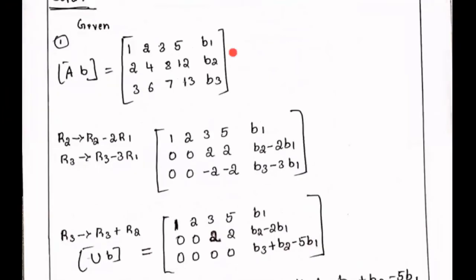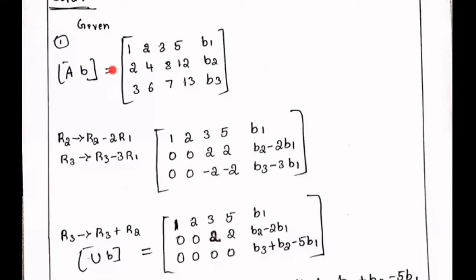So A of b is given, and I have written that in the matrix representation: 1 2 3 5, 2 4 8 12, 3 6 7 13. The constants I have also written together. Now what is the condition? The first row element is 1, I have to make the other two 0. The other two are 2 and 3.